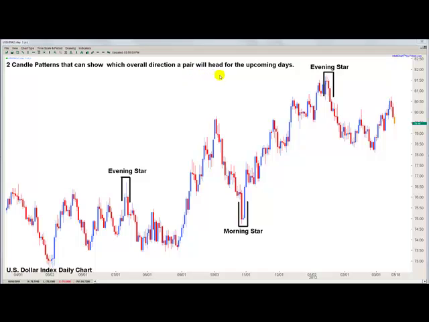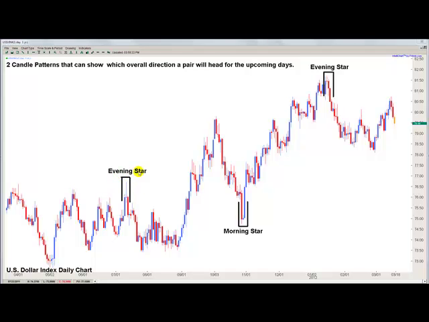Today I want to talk to you about two candle patterns that show which overall direction a pair will head for the upcoming days. Just using a random example, I happen to be on the US dollar index daily chart, so these are all daily candles that we're looking at. The first pattern I want to talk to you about is the evening star.